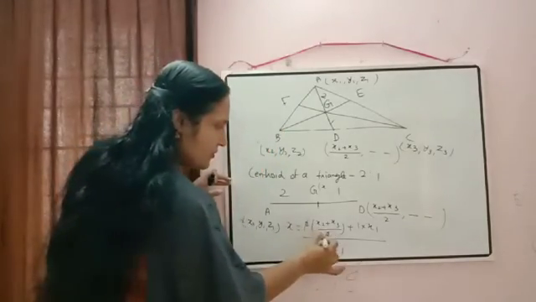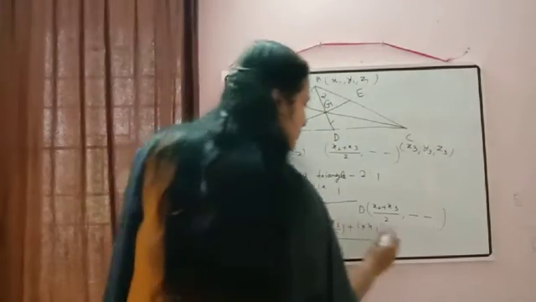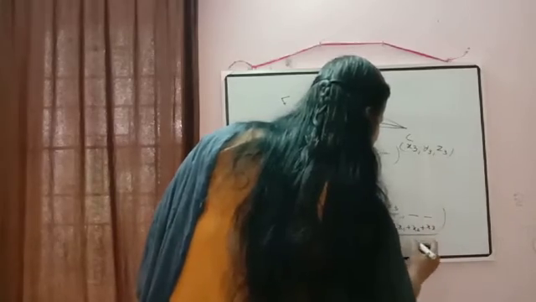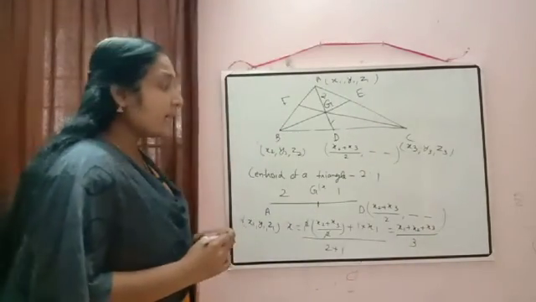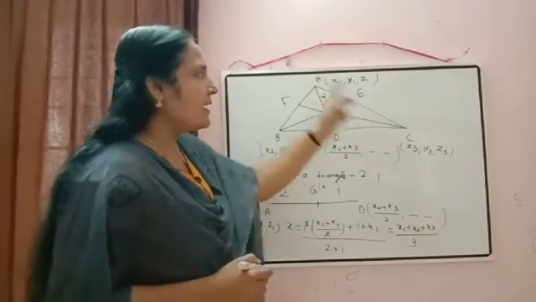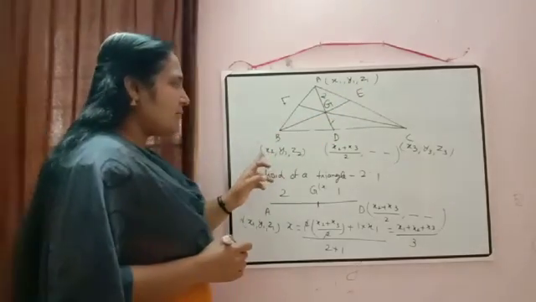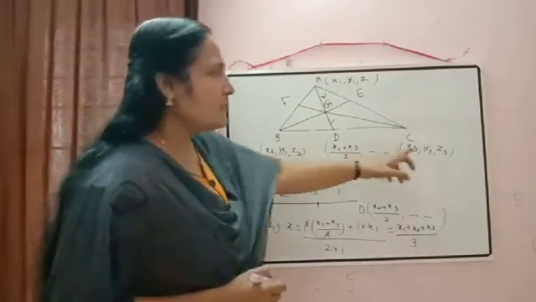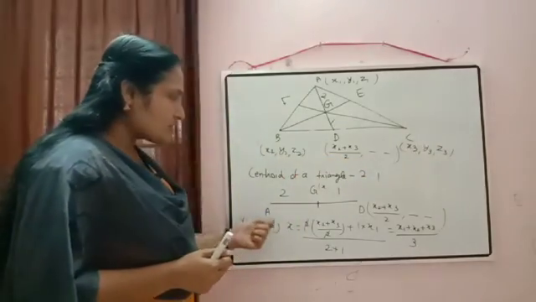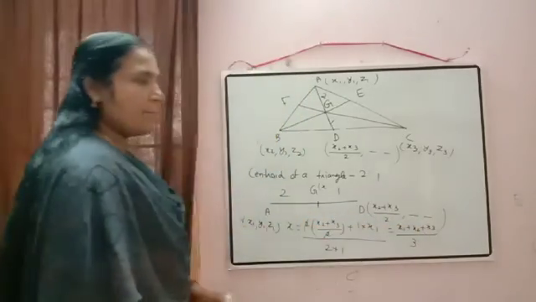So here 2 and 2 will get cancelled. What we are getting in the numerator: x1 plus x2 plus x3, divided by 3. So this is the x coordinate of the centroid where triangle ABC is having the vertices A (x1, y1, z1), B (x2, y2, z2), C (x3, y3, z3). Then we are getting the x coordinate of the centroid as (x1 plus x2 plus x3) by 3.